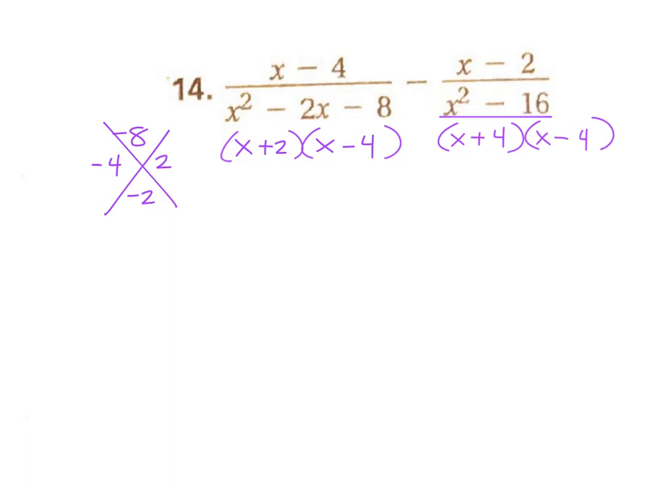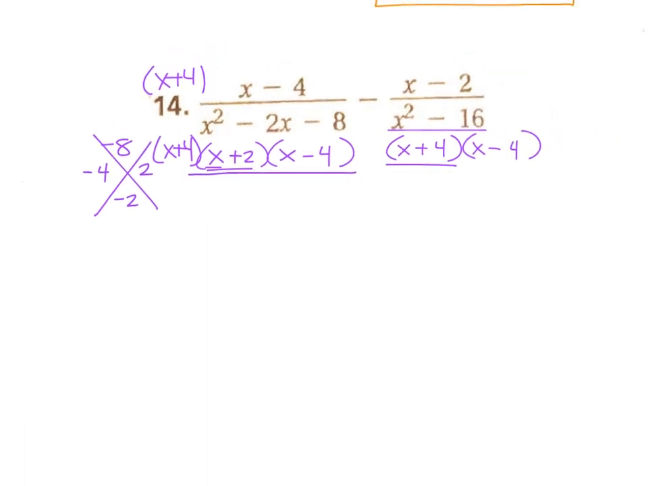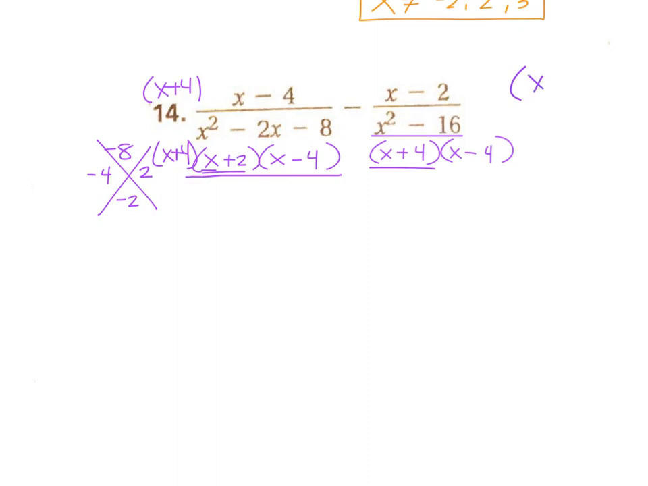And then we need a common denominator because we're subtracting. We're not multiplying and dividing. Okay, so we do need a common denominator. Well, the thing that we would need to do on this side, we would need to get that x plus 4. So we're going to multiply top and bottom by x plus 4. Okay, and then on the other side, we don't have the x plus 2. So we're going to multiply top and bottom by x plus 2.